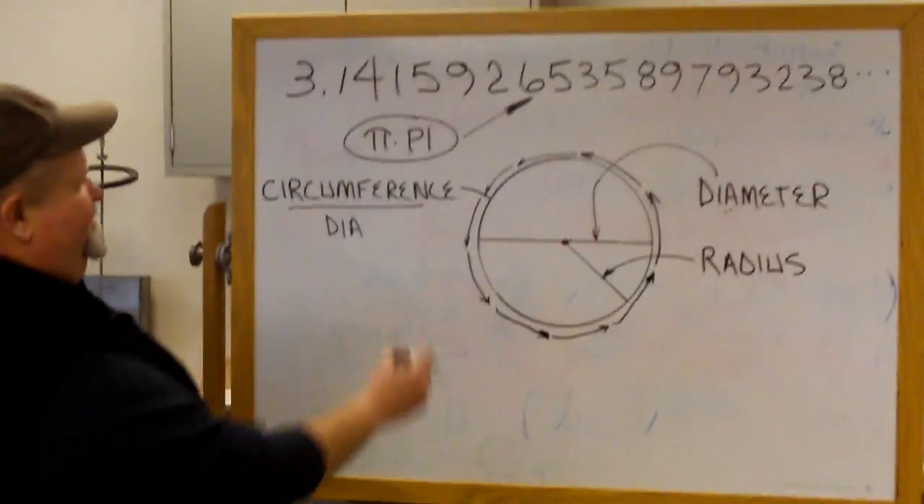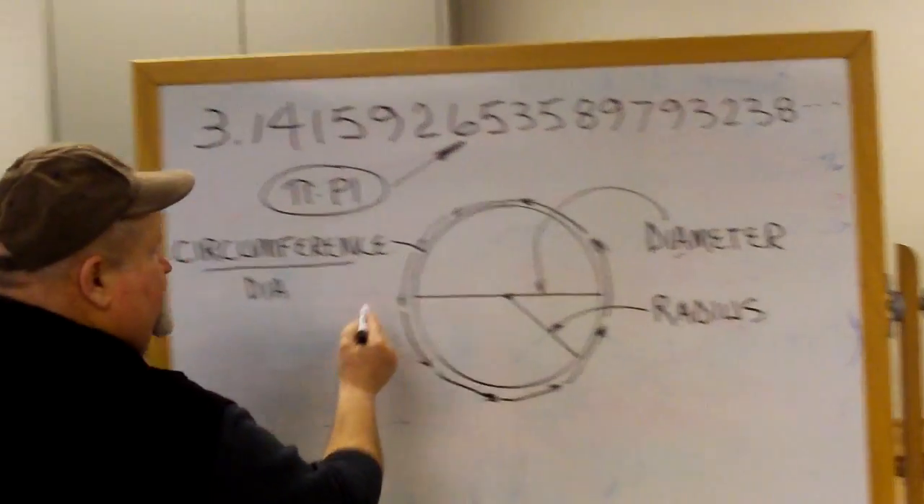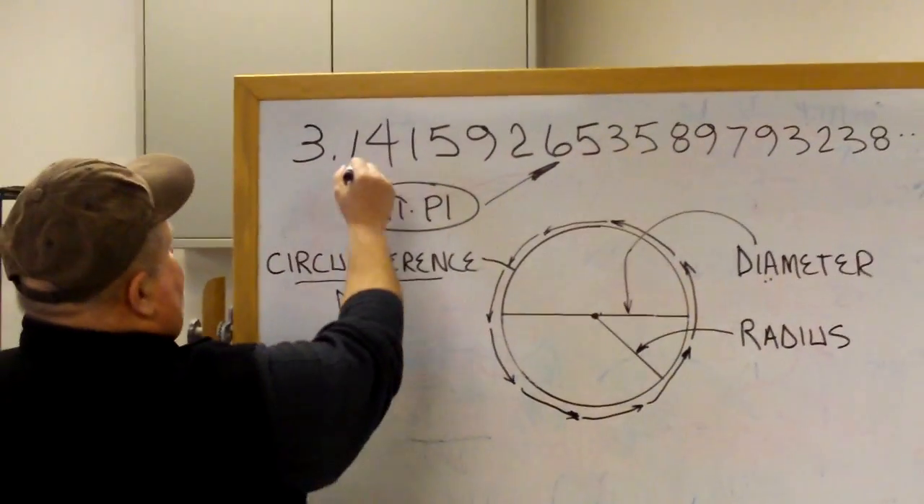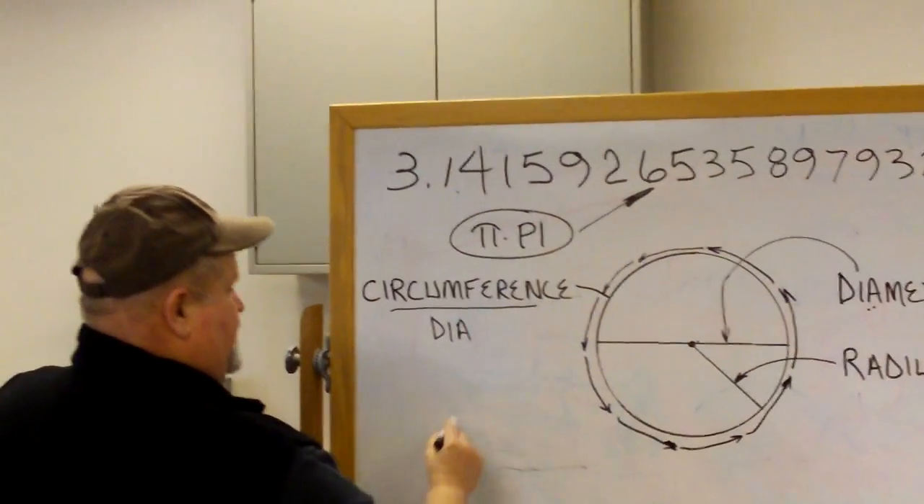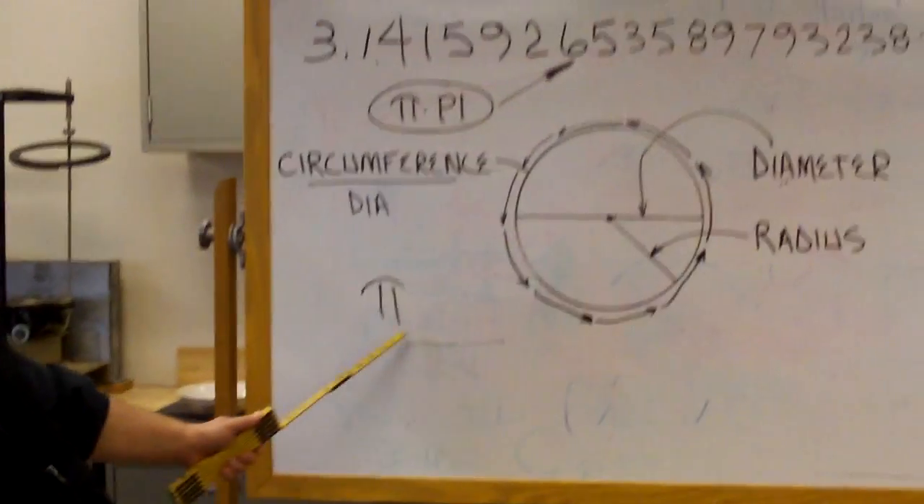So, here we are. The circumference, the distance around, divided by the diameter, which is the line that goes right through the center, comes up to this number. So we need an example. Here's a pie. That's what pie looks like. But we need an example.